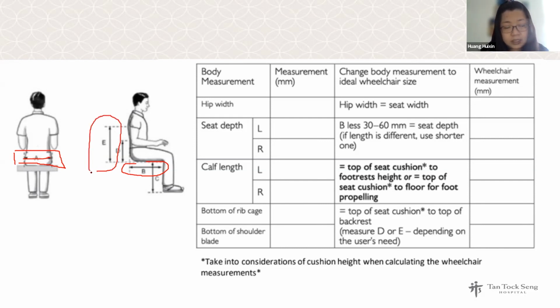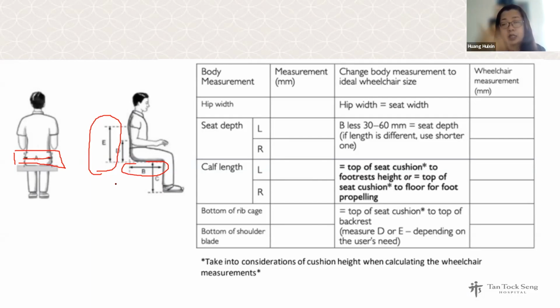So these are the things that we are looking at, especially since we all know patients with MND will lose their trunk control as the disease progresses. So we have to make sure that the height of the seat backrest is sufficient to support the trunk. So these are the three key things that we need to look at for a patient with MND.